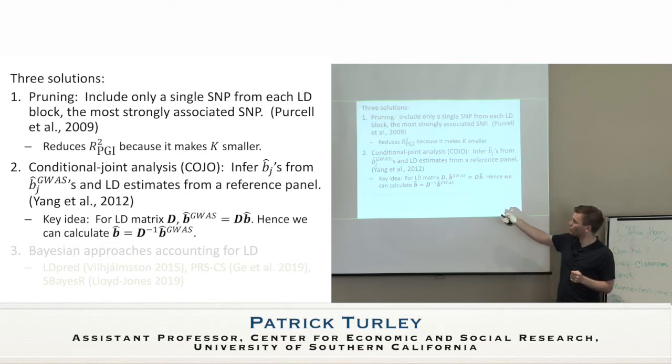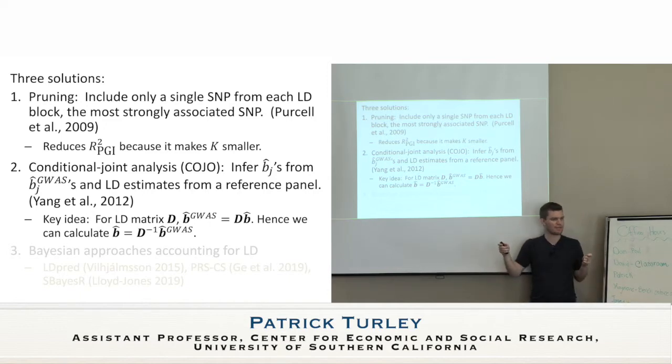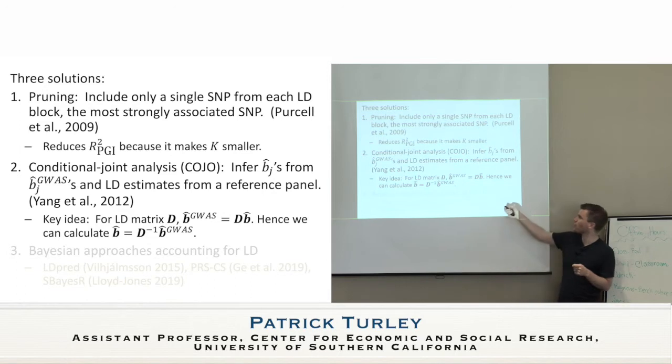We can work out, if D represents the correlation matrix of the genotypes, you can do a little bit of work, and it turns out that the B GWAS is actually equal to the B hats that we want, left multiplied by the correlation matrix. And so given this relationship, we could just left multiply by D inverse. And that tells us how we can go from B GWAS to just the B's that we want. So that's slick. That's kind of cool, right?